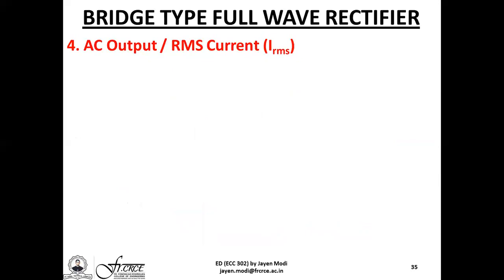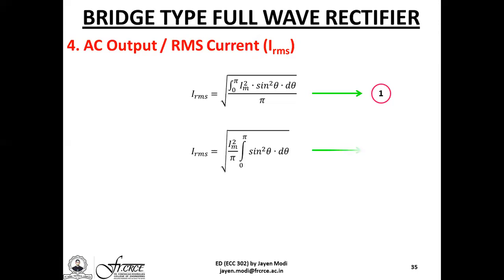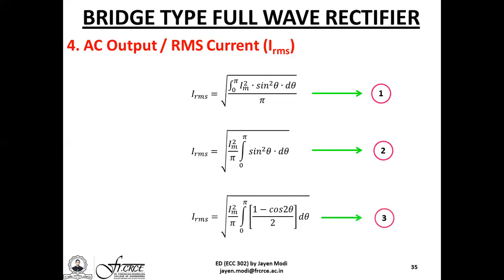On exactly similar grounds, the RMS value of the current, IRMS, is again obtained by the same formula. We have IRMS is equal to square root of integration 0 to pi Im square into sine square theta d theta, the whole term upon pi. Im is a constant term, pi is a constant term, both can be taken outside. So we have IRMS is equal to square root of Im square upon pi integration 0 to pi sine square theta d theta. We just use a trigonometry identity, replacing sine square theta with 1 minus cos 2 theta upon 2.